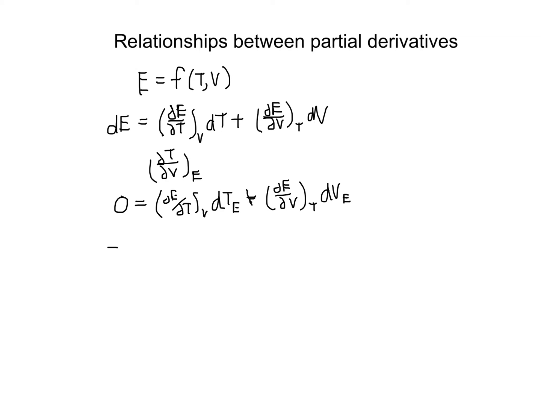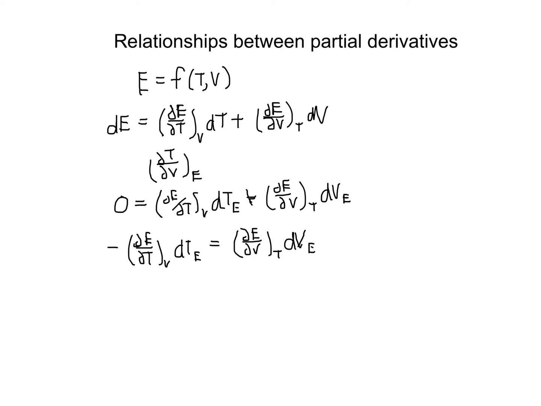Now I'm going to use a shortcut that we often use. So let's rearrange this equation. Minus dE/dT at constant V dT is equal to dE/dV at constant T dV. And although I can't actually divide through by a differential, because differential quantities are very small and go towards 0, so I can't divide by 0, it will always work for us if we treat these as algebraic quantities.